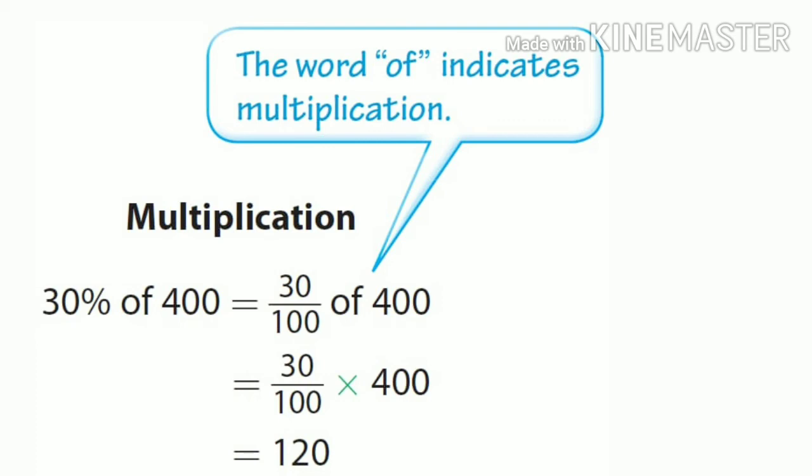So we can divide 400 and 100 by 100. Also we can do like this, 30 and 100 we can select a common factor. So in 30 and 100, 10 is common, so we can divide both by 10 also. So after cancelling 400 and 100, we will get 30 into 4 as numerator and 1 as denominator. So finally we will get the answer as 120.